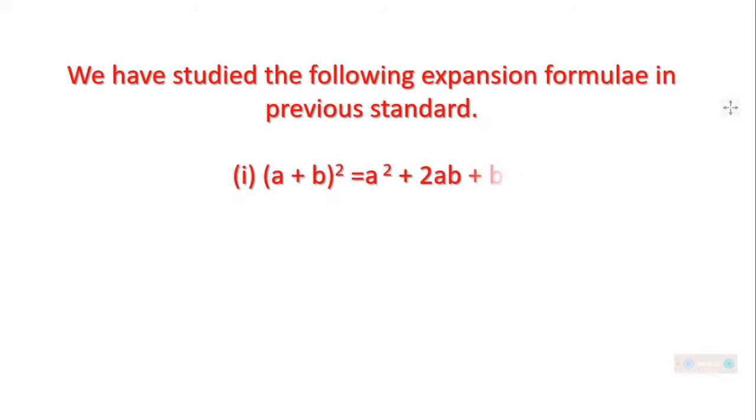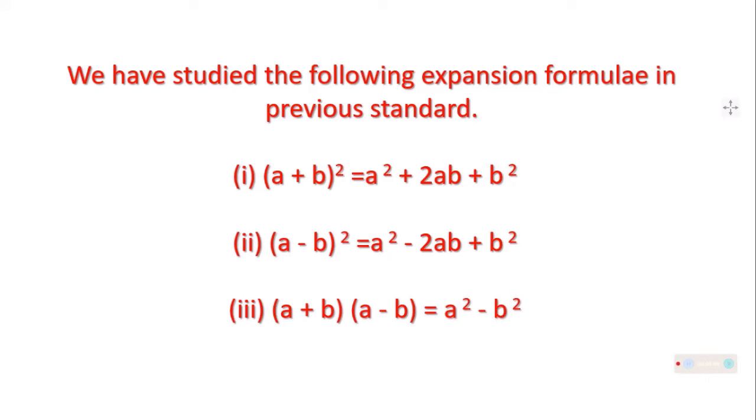They were (a plus b) whole square, which is equal to a square plus 2ab plus b square; (a minus b) whole square, which is equal to a square minus 2ab plus b square; then (a plus b) into (a minus b), which is equal to a square minus b square. You studied about these expansions in detail, how this expansion was developed or happened.